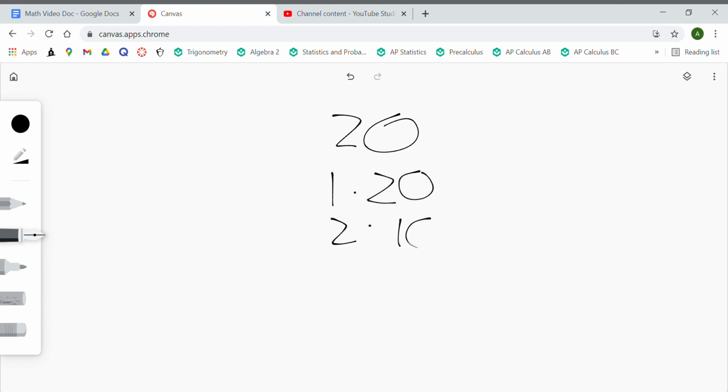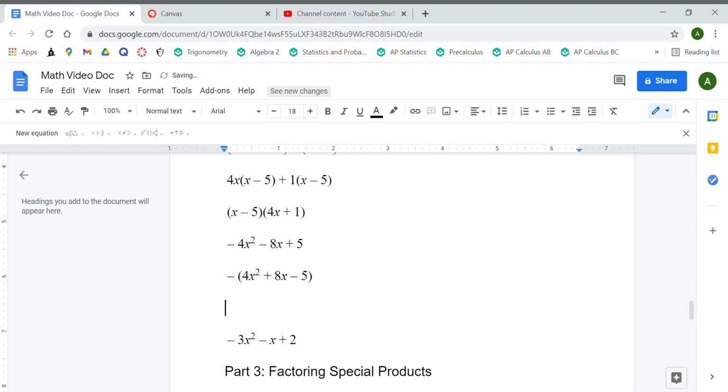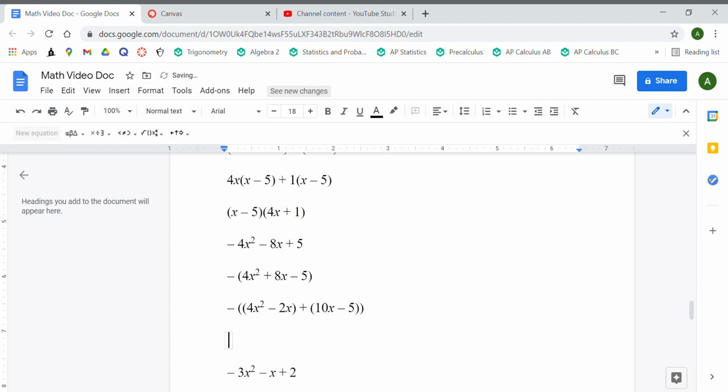So those are your factors. 10 and 2 subtract to 8. So I'm going to take that. It's going to be negative (4x squared minus 2x plus 10x minus 5). All right. And now we factor with the greatest common factor.